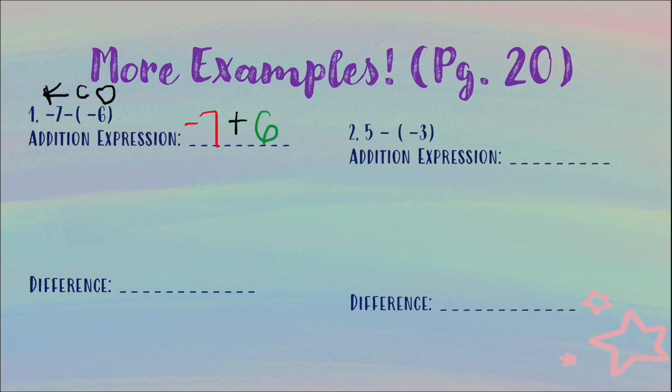When I'm adding a positive and a negative, I know I technically need to subtract. So we'll do the absolute value of negative 7 minus the absolute value of 6, which gives an answer of negative 1.